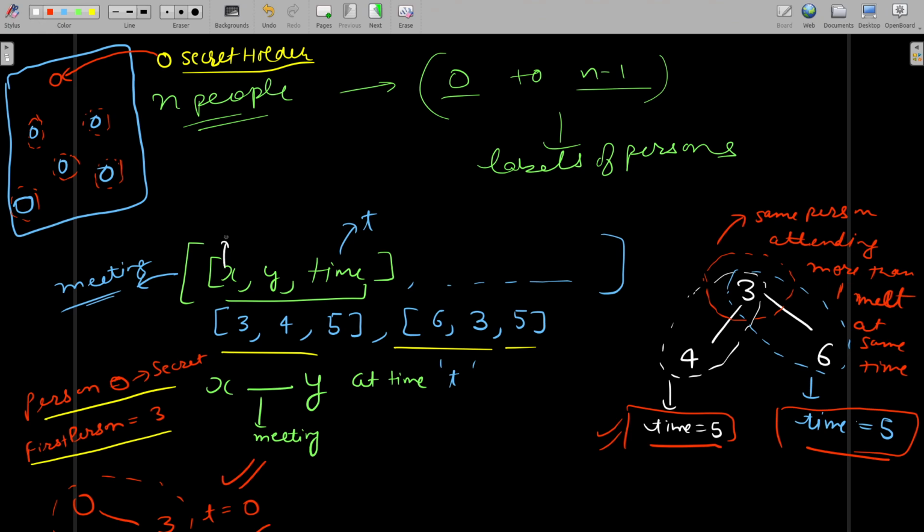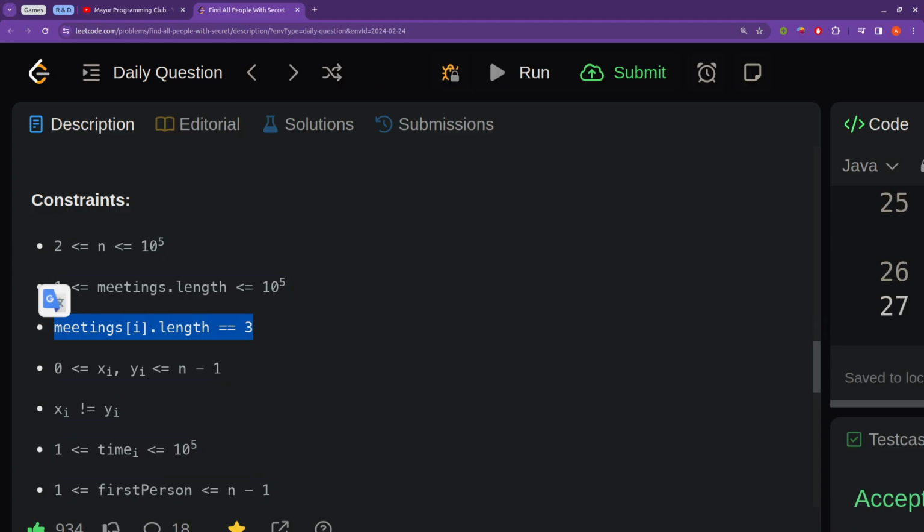This will be person 1, and this will be person 2, and this will be the time at which they will be having the meeting. Okay, so it will be a 3 length entry, and it is mentioned that a person cannot have a meeting with himself.